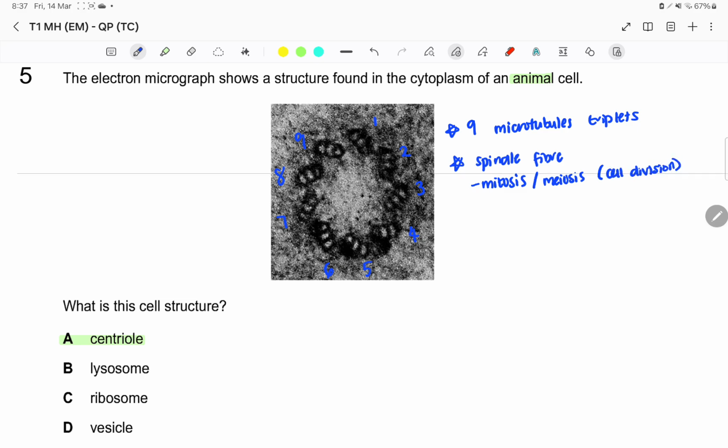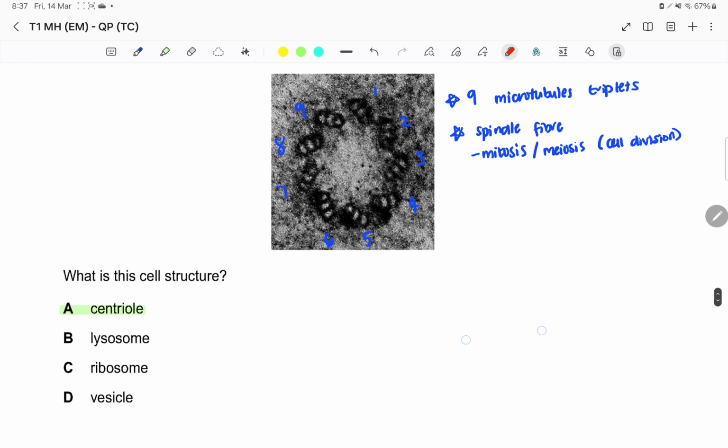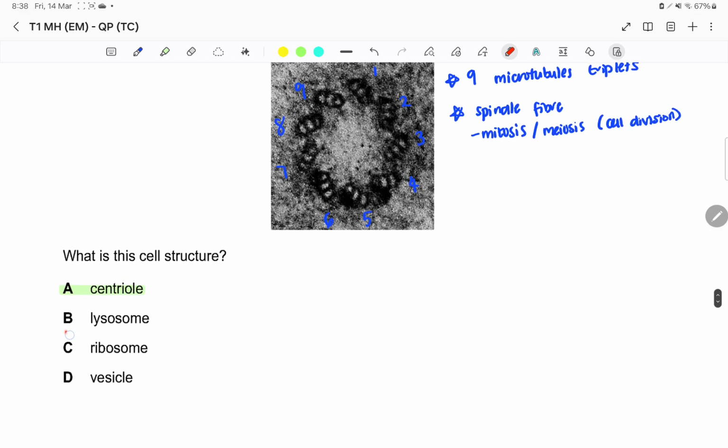In fact, when we actually do learn this at some point, we should clarify that this is during nuclear division as well, spindle fibers. Okay. Now, what is this cell structure? It shouldn't be a lysosome. Okay, remember lysosome has a spherical structure. Okay, definitely going to be way, way bigger than the ribosome.